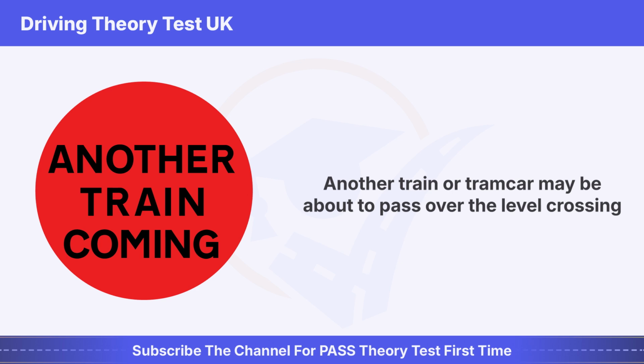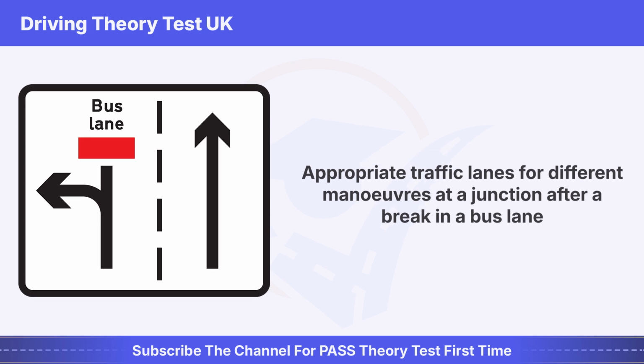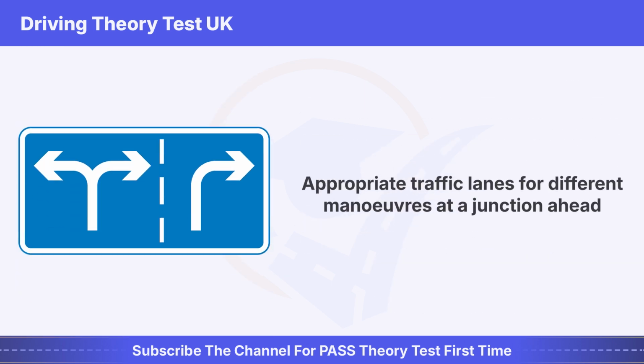Another train or tram car may be about to pass over the level crossing. Appropriate traffic lanes for different maneuvers at a junction after a break in a bus lane. Appropriate traffic lanes for different maneuvers at a junction ahead.